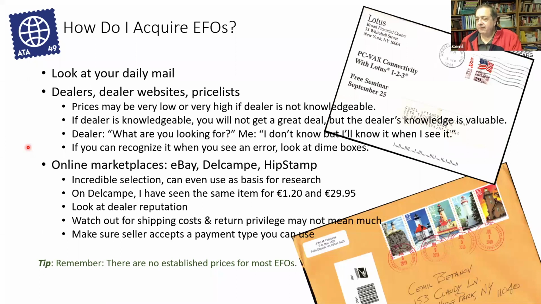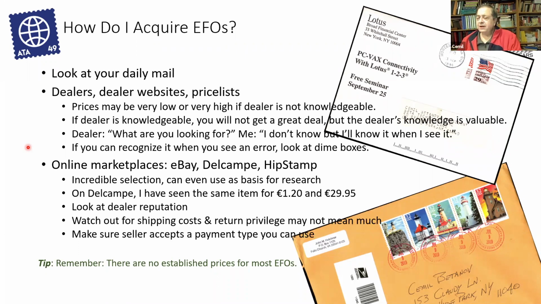Now, you have to be aware that depending on whether the dealer is knowledgeable or not, you may end up with different price levels. If the dealer is not knowledgeable, either they will say, gee, this is extraordinary, and mark it up all the way to an unrealistic level. You have to watch out for that. Or they will not even know that it's an error, and will put it with the regular stamps, and then you buy it at a regular price. Either way, you have to know what you are looking for. That's very important with EFOs. You have to educate yourself.